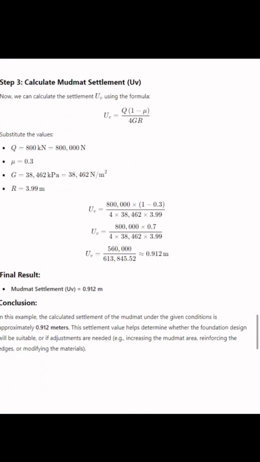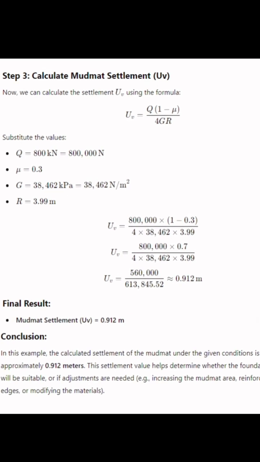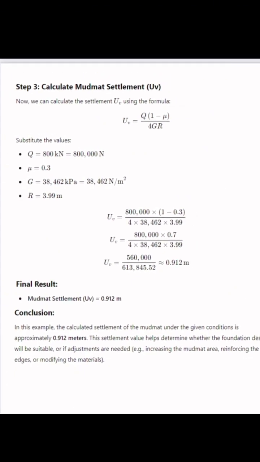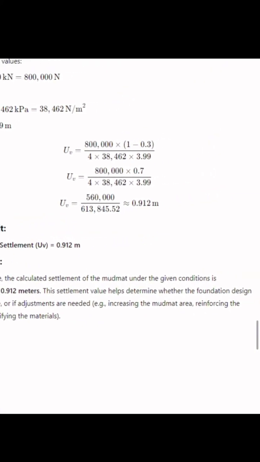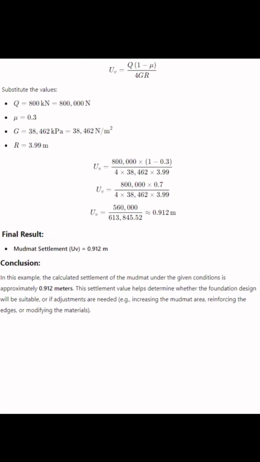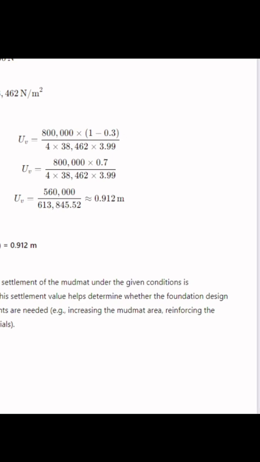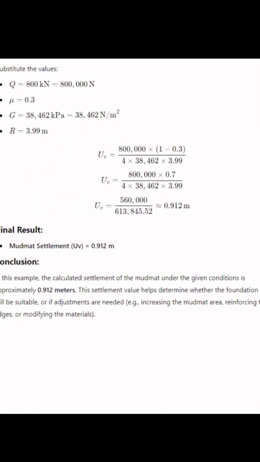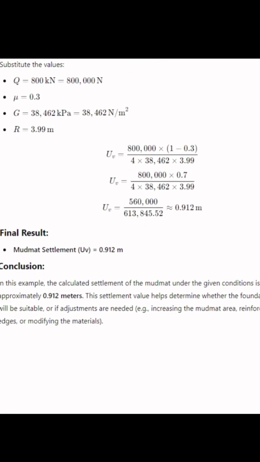Calculate the settlement. Once we plug in all these values in this settlement formula, we can get this displacement as 912 mm or 0.912 meter. In this example, we calculate the settlement of Mudmat under given conditions is approximately 0.912 meters. The settlement value determines whether the foundation design will be suitable or if adjustments are needed, like increasing the Mudmat area or reinforcing the edges, modifying the materials.